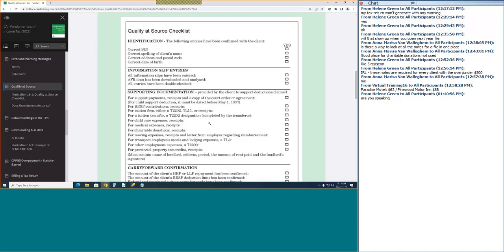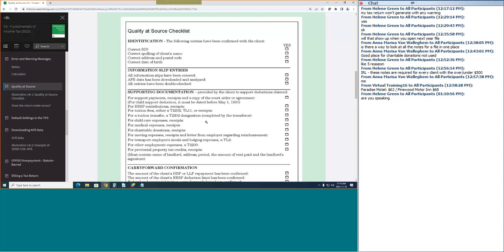If you have your inkling, I would like you to find illustration 18.1. Every file you do, you should complete your quality at source checklist as a way of making sure you're not making the same mistakes that everybody else makes. So if you've entered a SIN number for a client, before you finish the return, go to your checklist and say, yes, I did double check the SIN number, it's right.